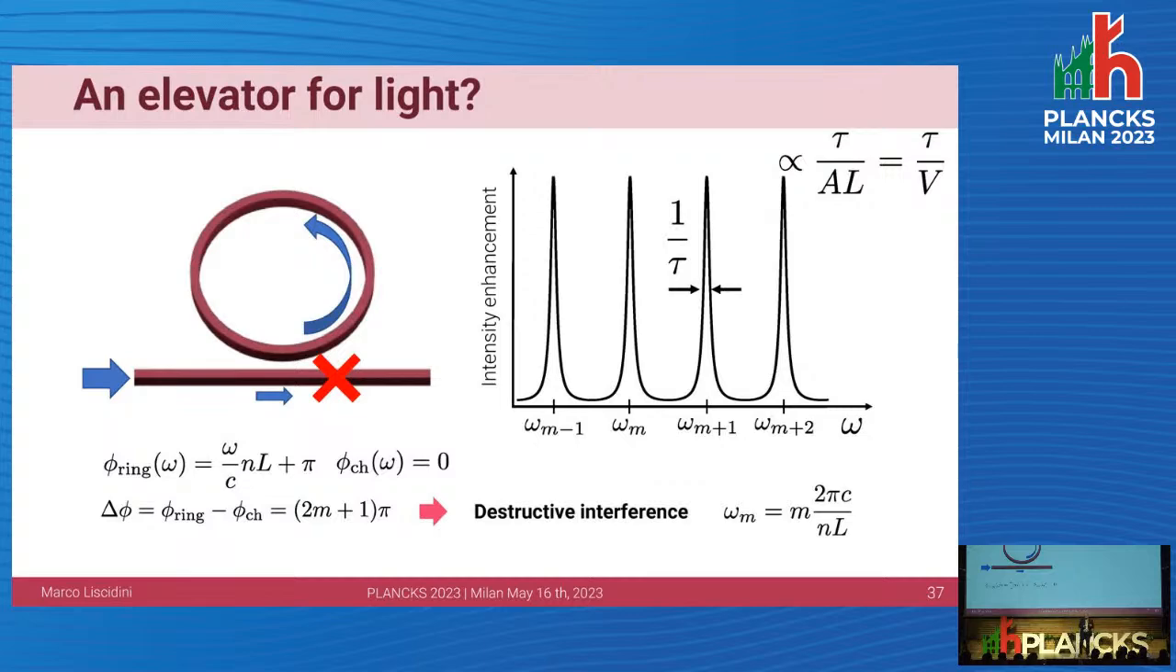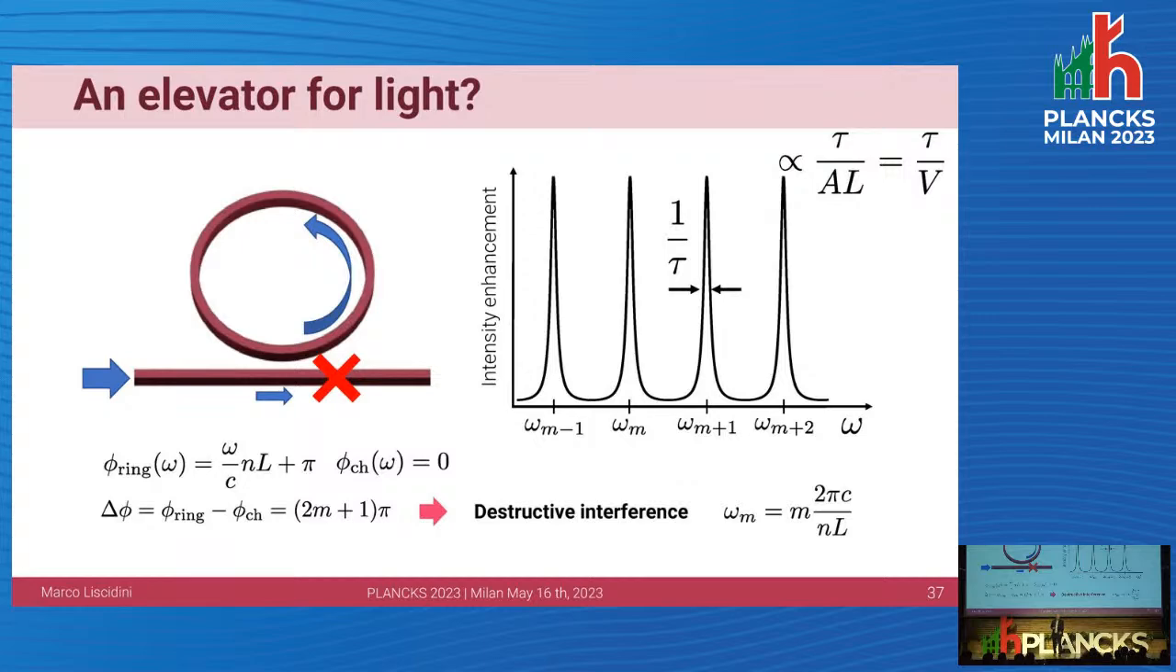So they meet together, and when the phase difference is equal to an odd multiple of pi, you know what happens: destructive interference. The photons want to exit, see the destructive interference, and stay inside, going around for a certain amount of time. This won't happen for any frequency, of course, because you need to satisfy that equation. When you solve it, you get a comb of equally spaced resonances where the spacing is inversely proportional to the length of the round trip. If you look at the intensity of the field inside the ring resonator, you get spikes at these resonances.